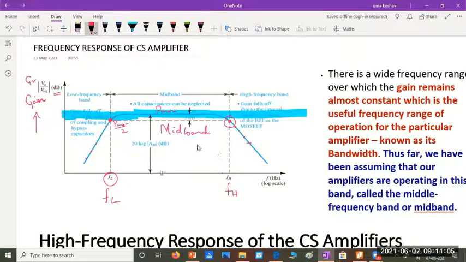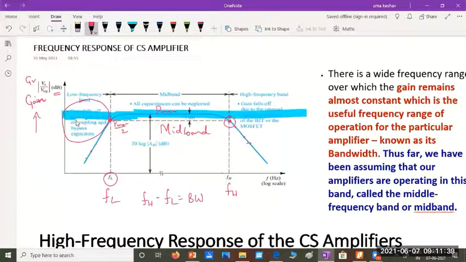And the difference between FH and FL is known as the bandwidth of the amplifier, which represents the useful range of frequencies for a given amplifier. That's the range in which an amplifier can be used as per design. It can be working as per design and you can use it efficiently. But if I go below FL, you will see a drastic reduction in the gain. Do you remember what is the reason for this?